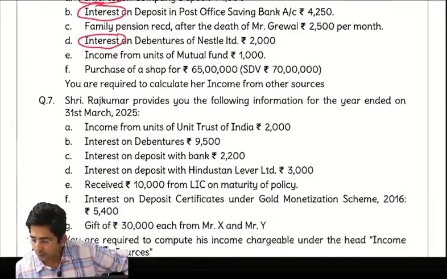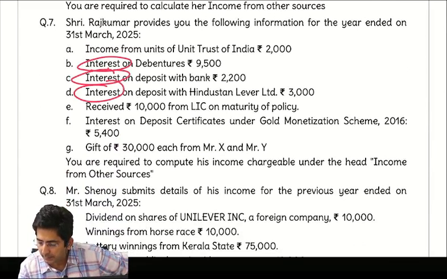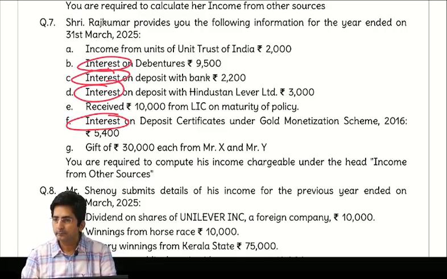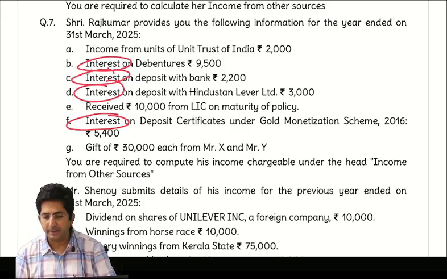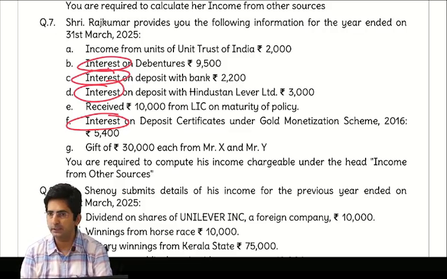Then next was question 7. In question 7 also do one thing. Circle the word interest. Okay, start. First point is income from units of UTI, taxable. Then interest, you have to search in GPS. Debenture interest doesn't fall in GPS, so taxable. Other is interest on deposit with bank. Even this doesn't fall in GPS, taxable. Then Hindustan Lever, even doesn't fall in GPS, taxable.